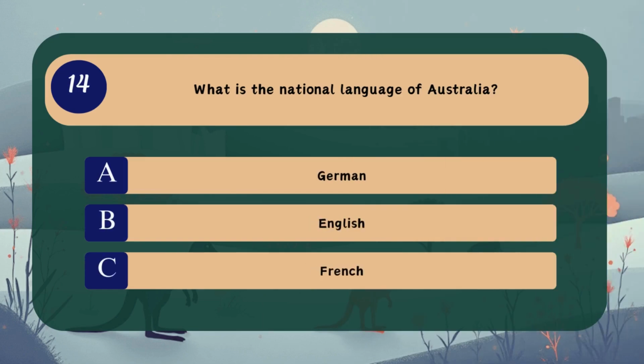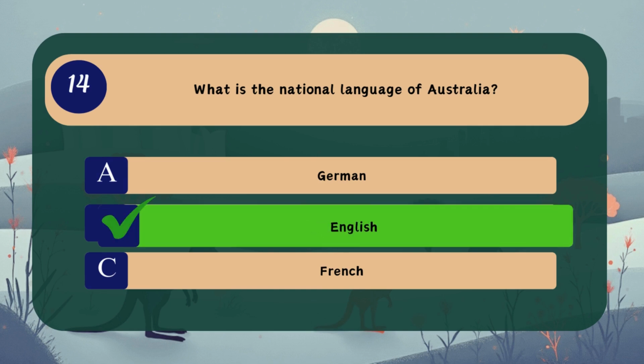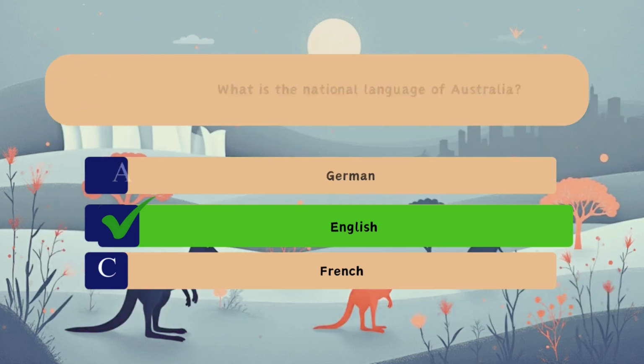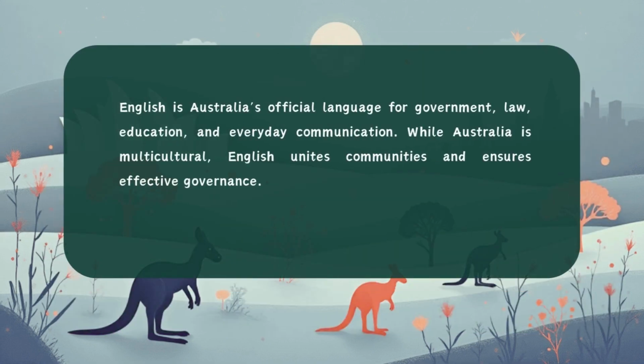Question 14. What is the national language of Australia? A. German, B. English, C. French. Correct answer. B. English. English is Australia's official language for government, law, education, and everyday communication. While Australia is multicultural, English unites communities and ensures effective governance.